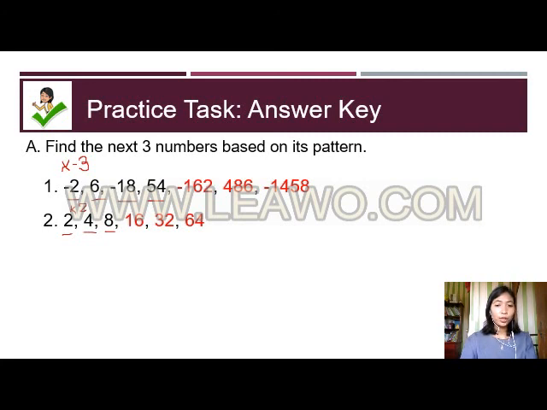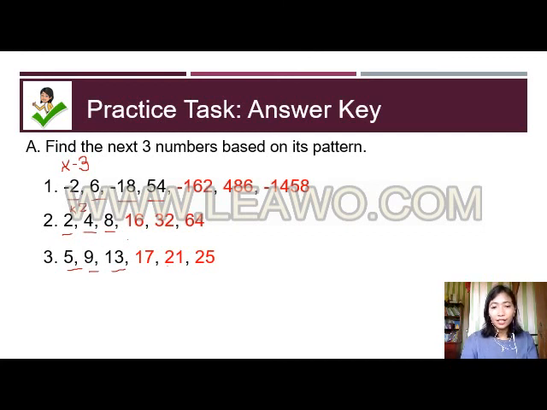Next, number 3. Okay. Number 3, we have 5, 9, 13. Okay. 5, 9, 13. Okay. So, analyze again. What do we do with 5 to get 9? Then that's what we will do also to 9 to get 13. Okay. So, 5 plus 4, we should be able to think that we added 4 to get 9. Okay, then plus 4, we get 13.